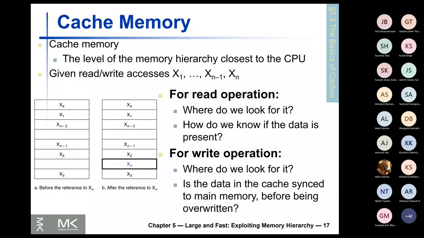Now, finally, we come to cache memory, which is the most interesting type of memory that we will discuss. What is cache memory? By cache memory, we generally mean a small semiconductor memory that is built inside the processor itself.